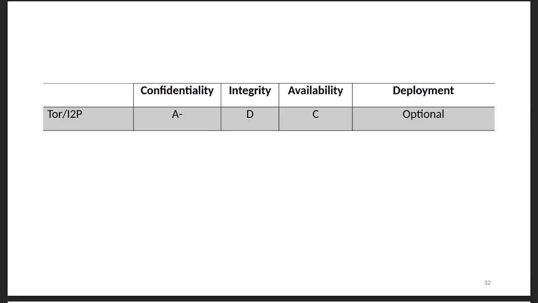We give Tor and I2P an A- for confidentiality. They give very good privacy. Their integrity score is a D, however. It would be too easy to attack the Monero network if it were entirely within Tor or I2P. The availability score is C. Tor and I2P do not have the bandwidth for high transactions per second. Moreover, attacks targeting Tor and I2P would cause collateral damage to the Monero network. Deployment of Tor and I2P for Monero is opt-in for users who want to configure their nodes for that.